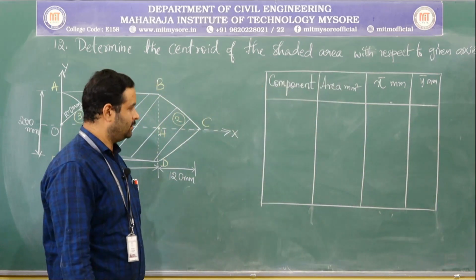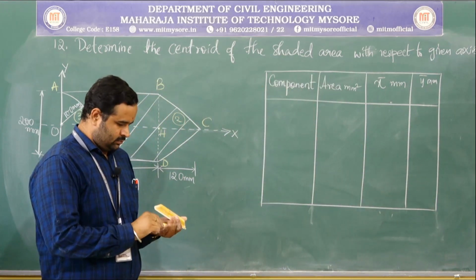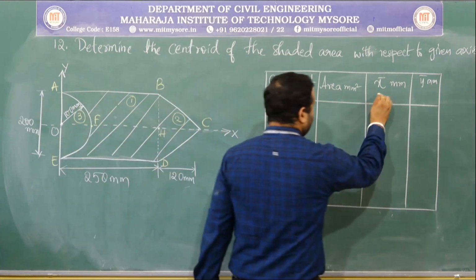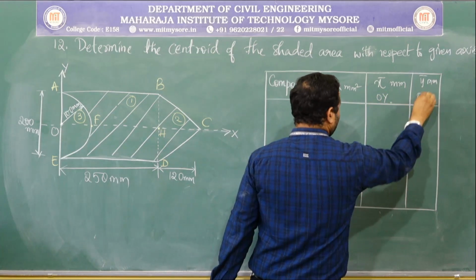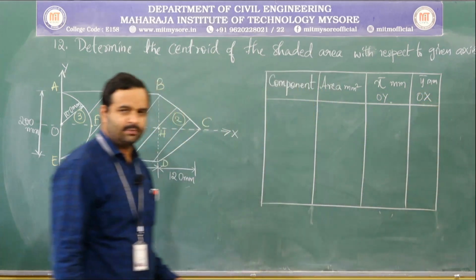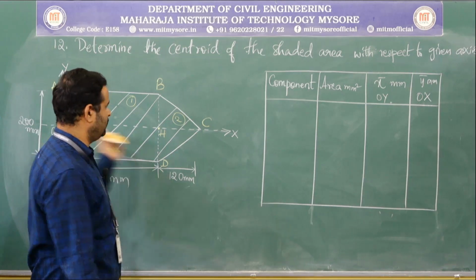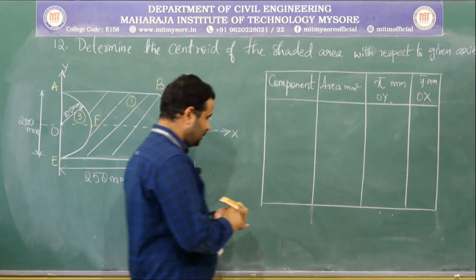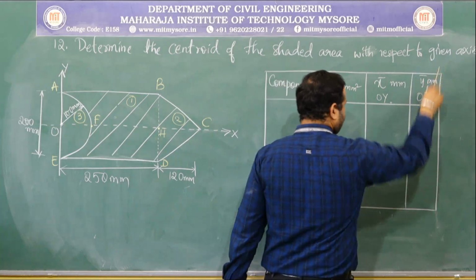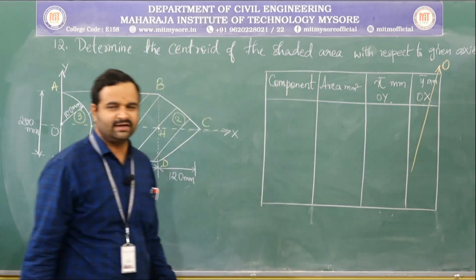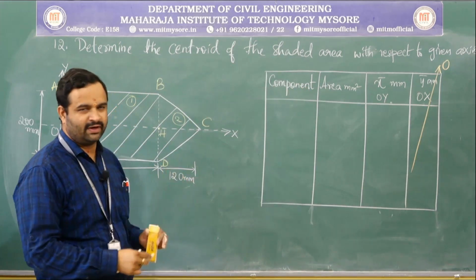This is the table. X bar is measured with respect to OY axis and Y bar is measured with respect to OX axis. In this problem, what is 0? Since it is symmetrical about OX axis, Y bar is 0. We need to write only the X components with respect to the OY axis.